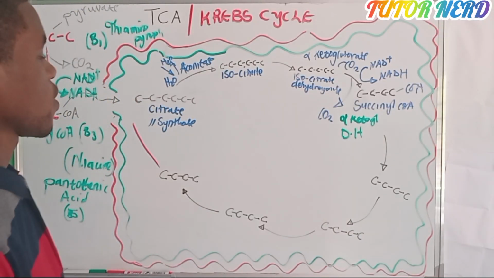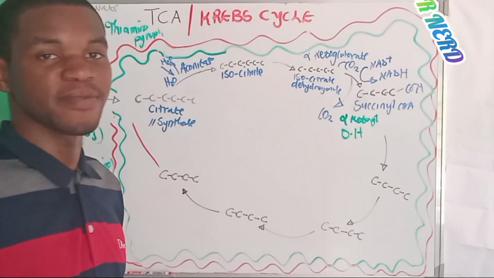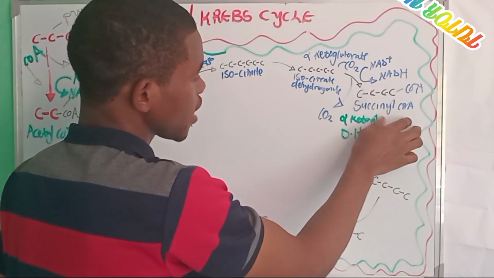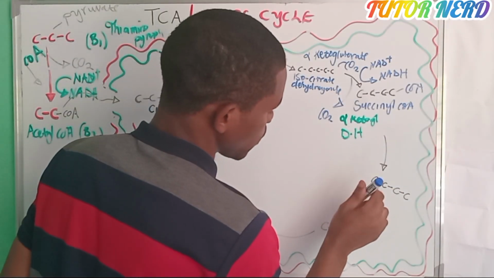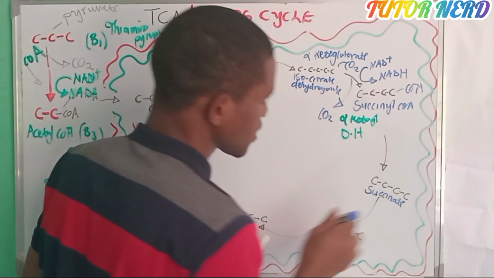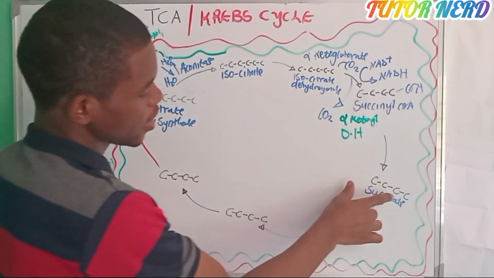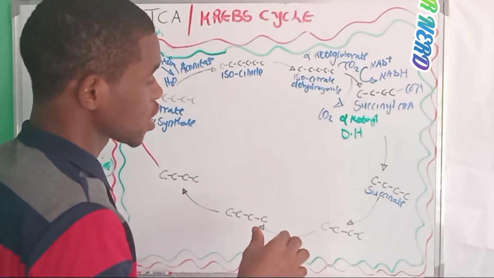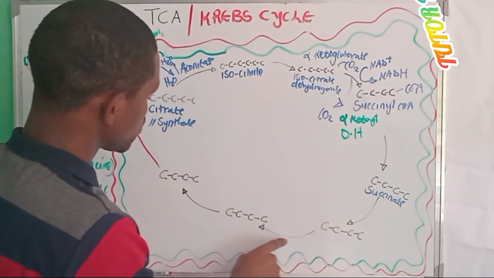Now here again, succinyl CoA will be converted to another intermediate, a different intermediate, and of course by a different enzyme. So succinyl CoA will now be converted to succinate. So this molecule here we call succinate. If you count how many carbon atoms are there, 1, 2, 3, 4. So now you can try to count from this succinate to all the intermediates that are going to be produced here.